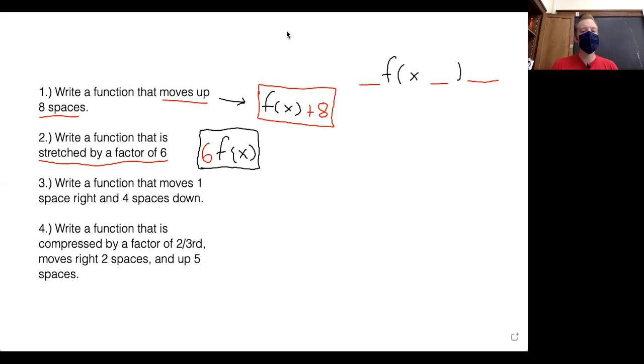The third one, we see that we have 2 different numbers. We move 1 space to the right and 4 spaces down. So this is going to mean I have 2 numbers in my function. Inside the parentheses is always going to represent side to side. The outside of the parentheses is always going to represent up and down. So if I'm moving 1 space to the right, I'm going to have f of x minus 1 inside the parentheses. And then 4 spaces down will be minus 4 outside the parentheses here.